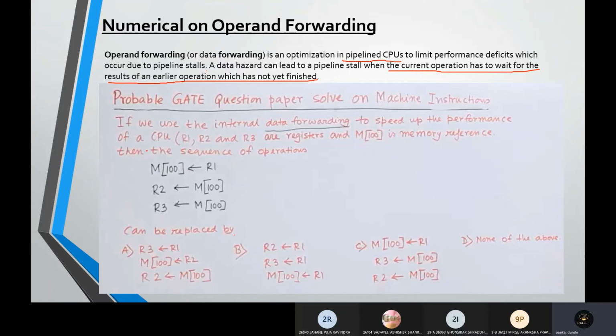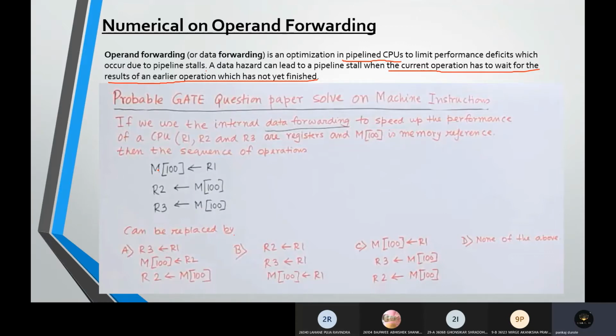So the question is: if we use the internal data forwarding, or the operand forwarding, the names are different but the meaning is the same, to speed up the performance of the CPU, R1, R2 and R3 are registers and M100 is the memory reference. Then the given sequence of operations can be replaced by which option? So here I need to choose an answer which is a replacement for this group of instructions.